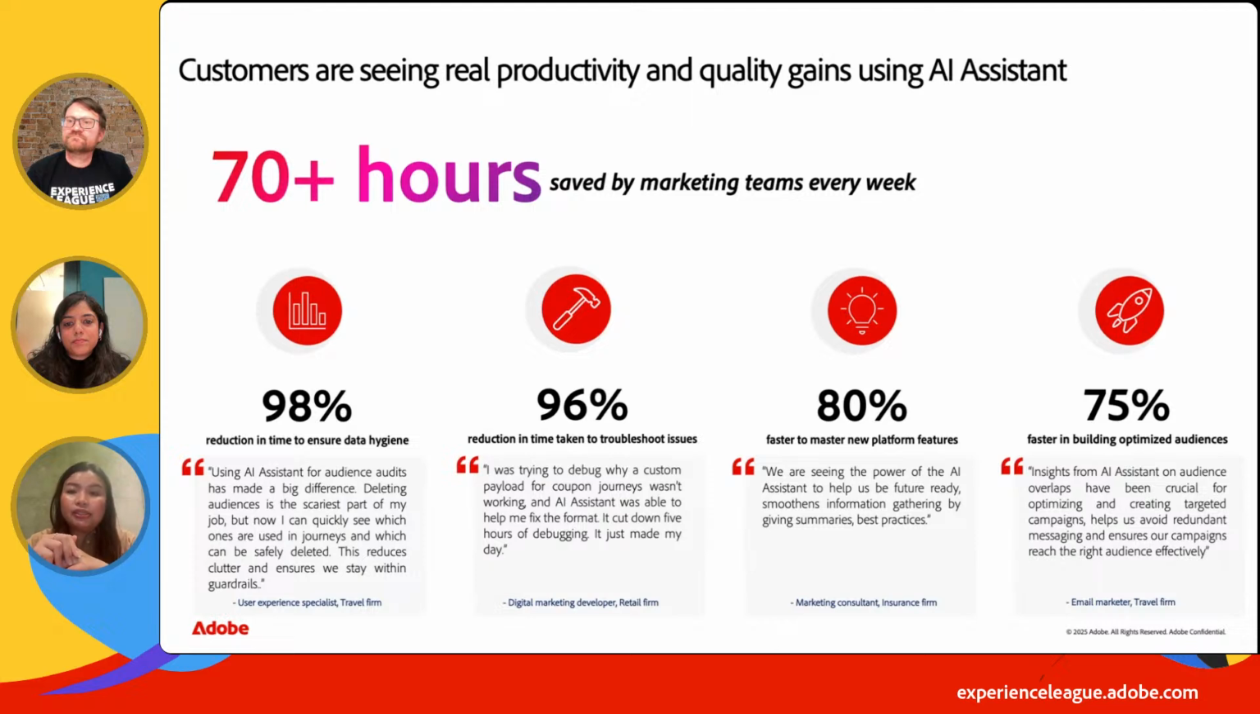The 70-hour saving can actually be broken down further into the savings of very specific tasks, such as ensuring data hygiene, troubleshooting, learning new features, and optimizing audiences. And as you can see there, the reduction in time is anywhere between 75% and almost 100%. Those are some amazing numbers that we're seeing.